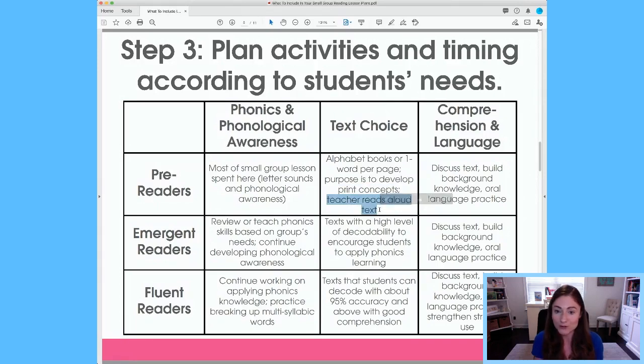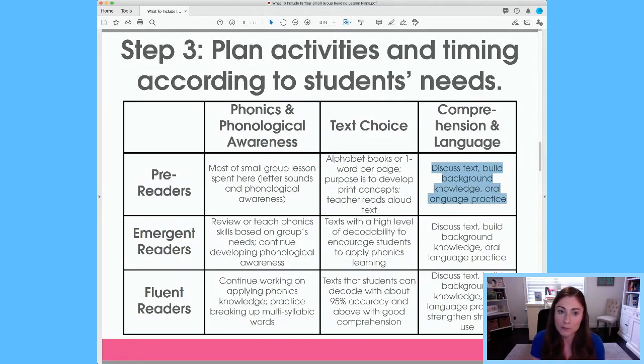Because they can't read books yet, and I'll show you an example, I actually read aloud the text to them. And so their job is just maybe to echo read, to read what I read, to point, and then we talk about print concepts. And again, I'll show you what that can look like in a minute. And then the book doesn't actually take very long, right? Because I'm the one reading it to them.